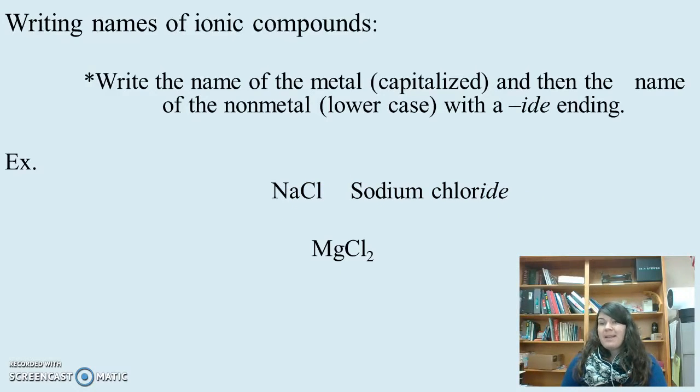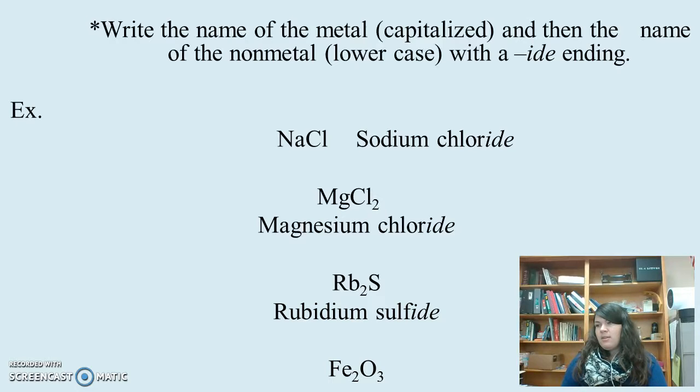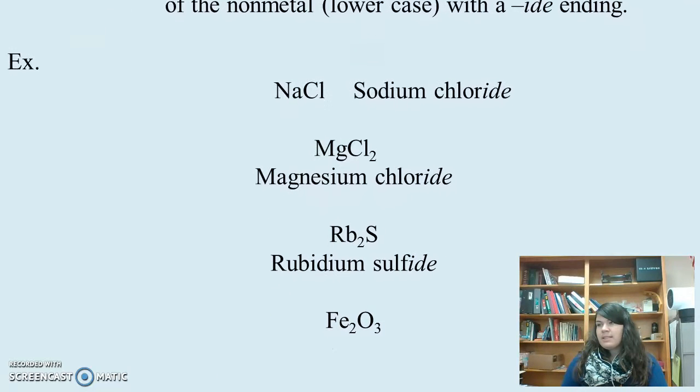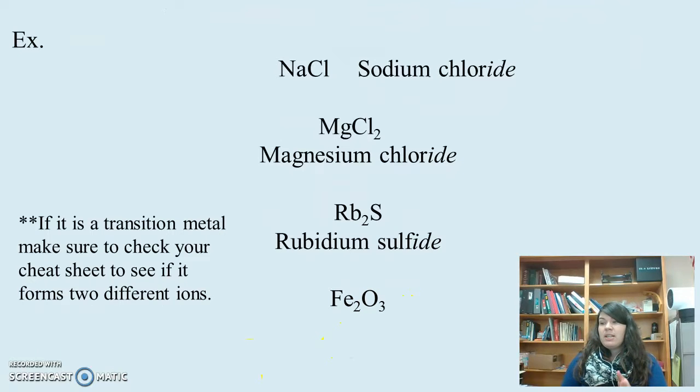Okay, next one, magnesium and chlorine, magnesium chloride. We can ignore those subscripts because it doesn't matter. There's only one way they can form because they're ionic. Same thing, rubidium sulfide. And last one, we're going to get to this a little bit later, but we have iron and oxygen, so you think it'd be iron oxide, which it is, but with transition metals, we have to include a Roman numeral to tell us what charge it is. We'll pick up here with this when I get back.